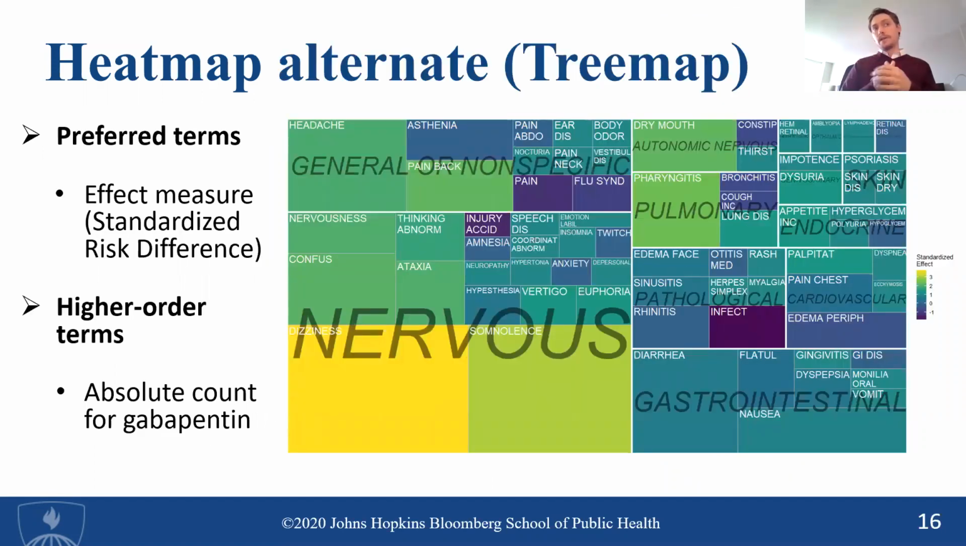And then here's that heat map alternate, the treemap. This presents overall harms at the preferred term level, again for standardized effect, risk difference, arranged by their mid-level terms. So here again, it's giving you some information on mid-level as well. And the size of the boxes for each harm is proportional to the number of events in gabapentin. So the size of each box and then the size of each grouping really tells you which harms are occurring more often in gabapentin.